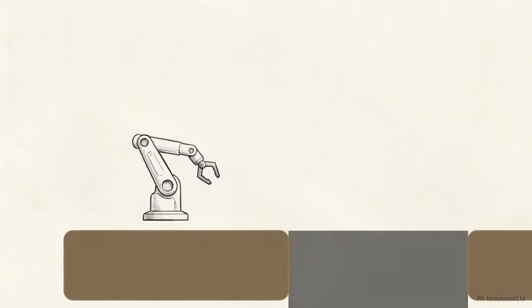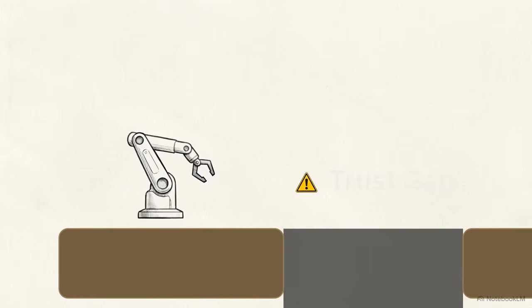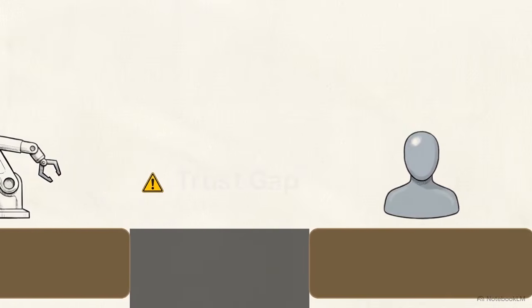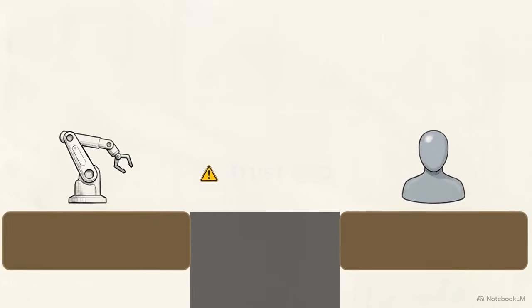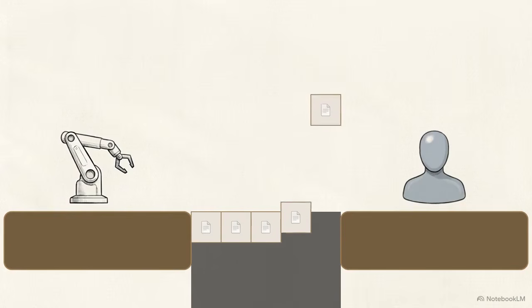This chasm represents the trust gap, the risk associated with delegating complex logic to a black box AI. Researchers often lack the time to manually review every line of generated syntax for errors or AI hallucinations. Antigravity addresses this through a system called artifacts.